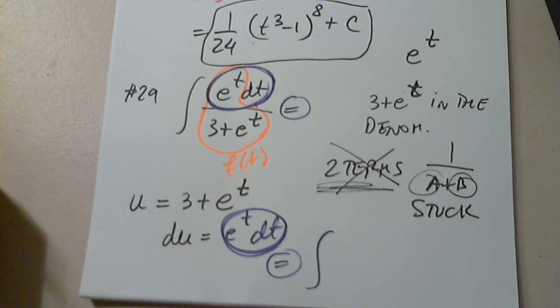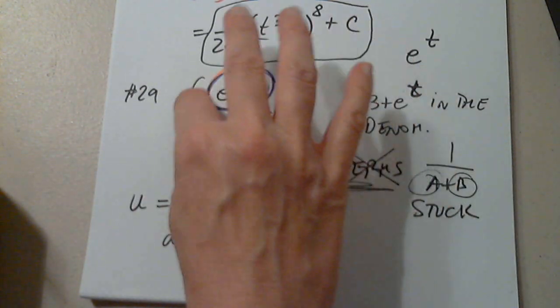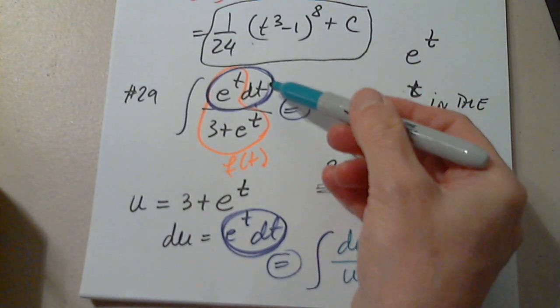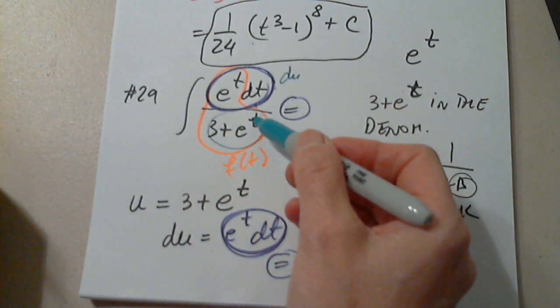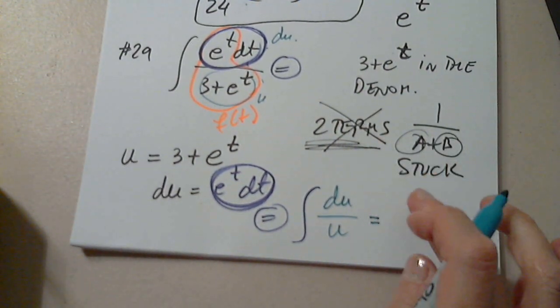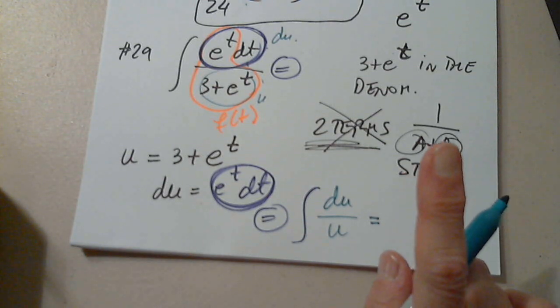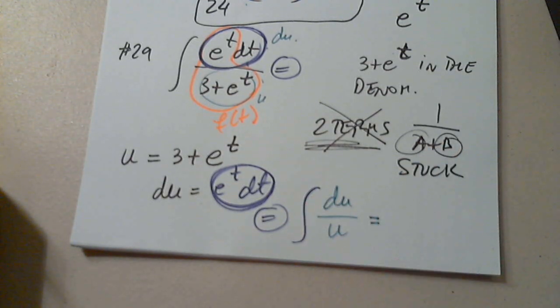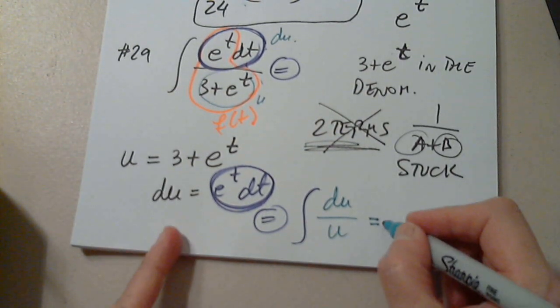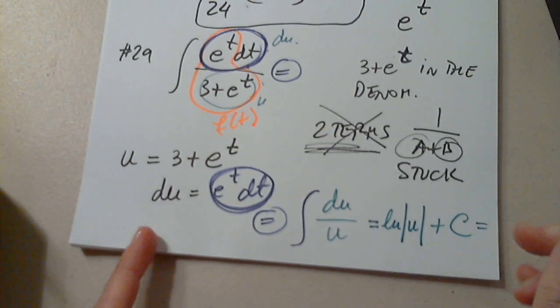It's okay if you're wrong, just give it a shot. How do I change this integral from t into an integral in u? Exactly. This is the du, and this is the u. It's du over u. Awesome. Now careful, which function, there's only one, whose derivative is 1 over u. Natural log. Excellent. Natural log of the absolute value of u.